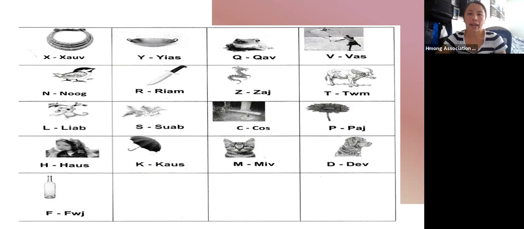So P is ba, ba. H is how. Ha, how. K is go, go.